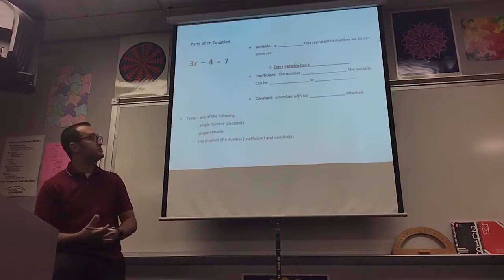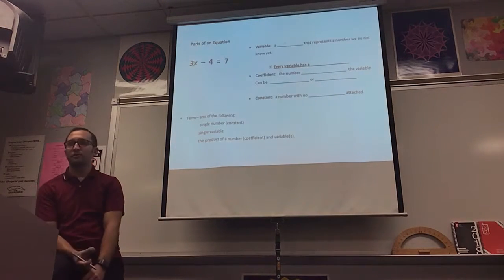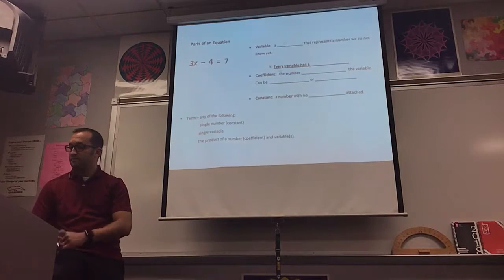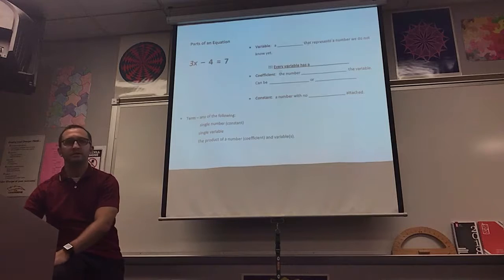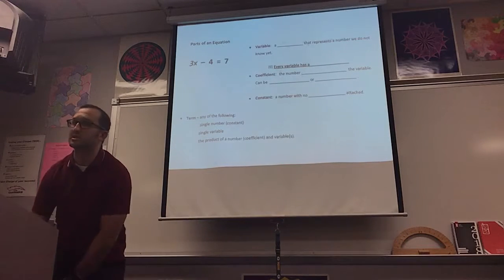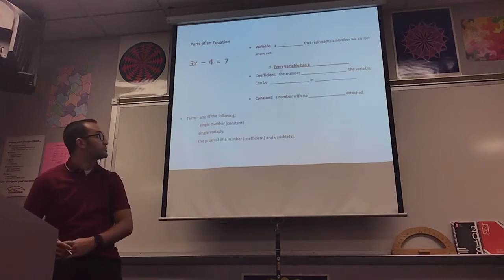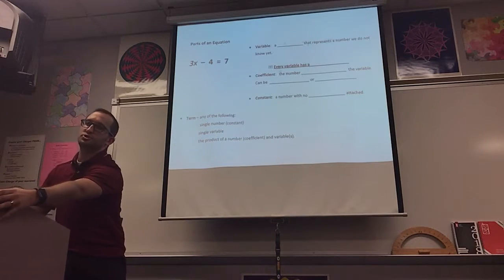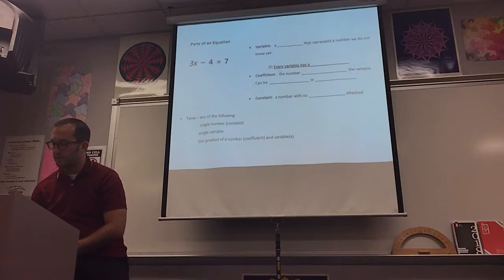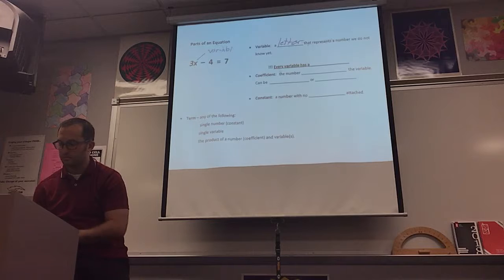So there are parts of an equation, 3 parts, four parts really, but 3 parts that are really important for us. So a variable is the first one. A lot of times variables are in equations. A variable is a letter that represents a number we don't know yet. And that's this.